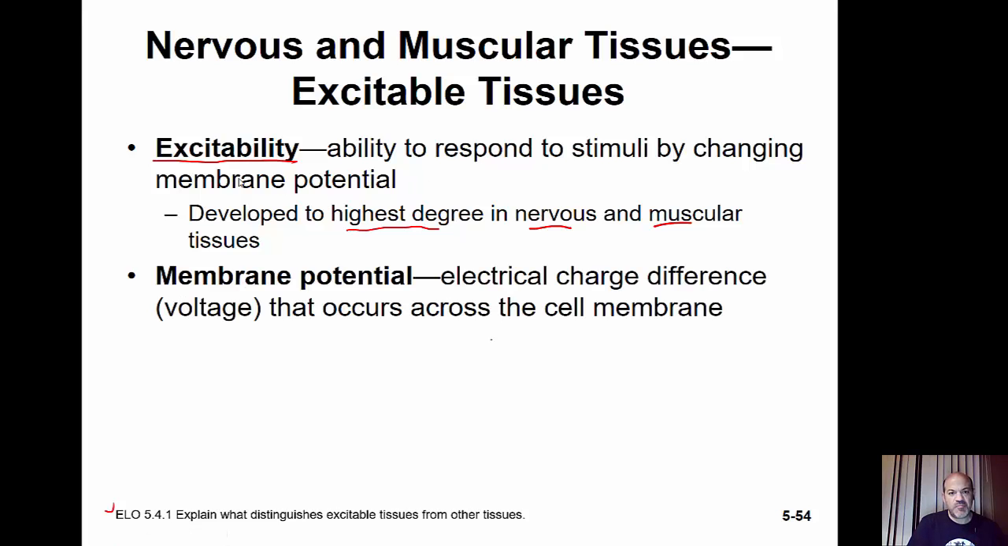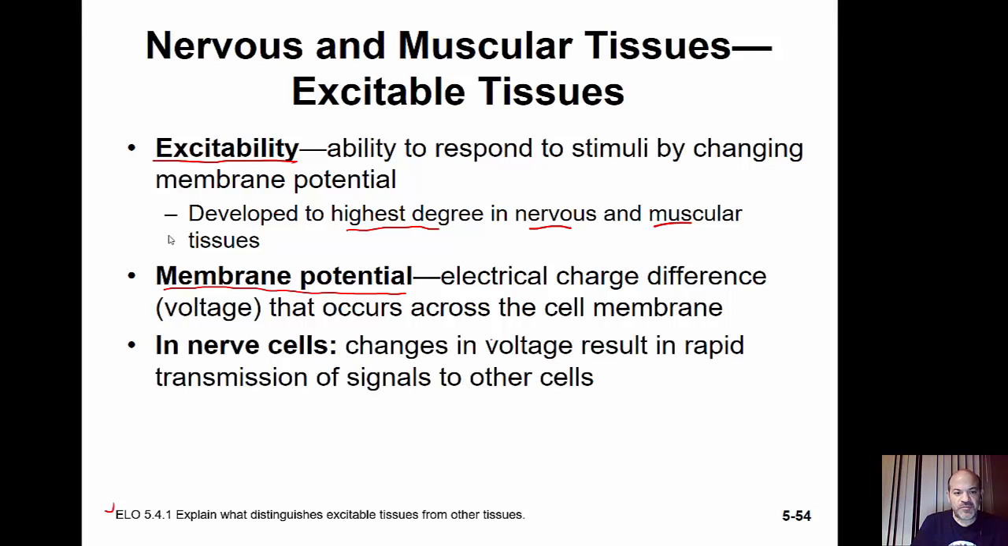So what is membrane potential? Okay. So membrane potential is when you have an electric charge difference or a voltage that occurs across the cell membrane. And here you're going to have a greater negative charge inside the cell and a greater positive charge outside the cell. This membrane potential is created by special proteins in the membrane that pump out more positive charges, and then you're going to have an overall negative charge inside the cell. So you have this difference, more negative inside, more positive outside. There's your membrane potential, your voltage.